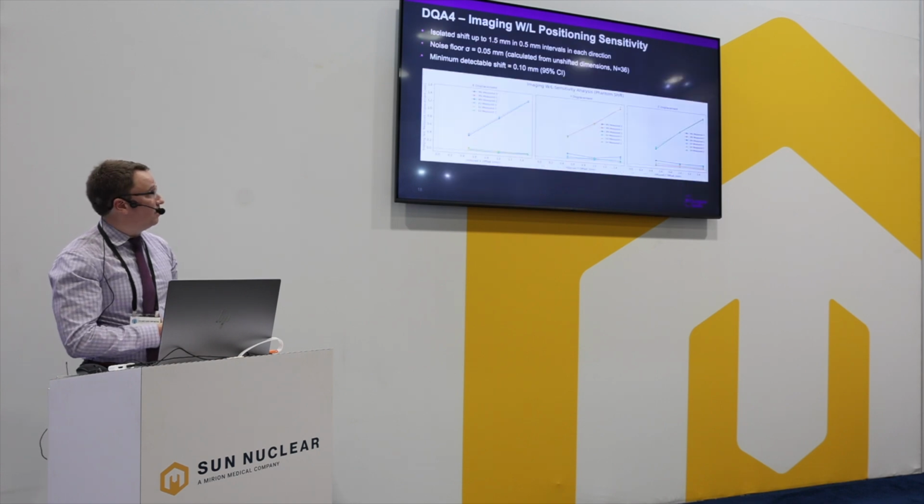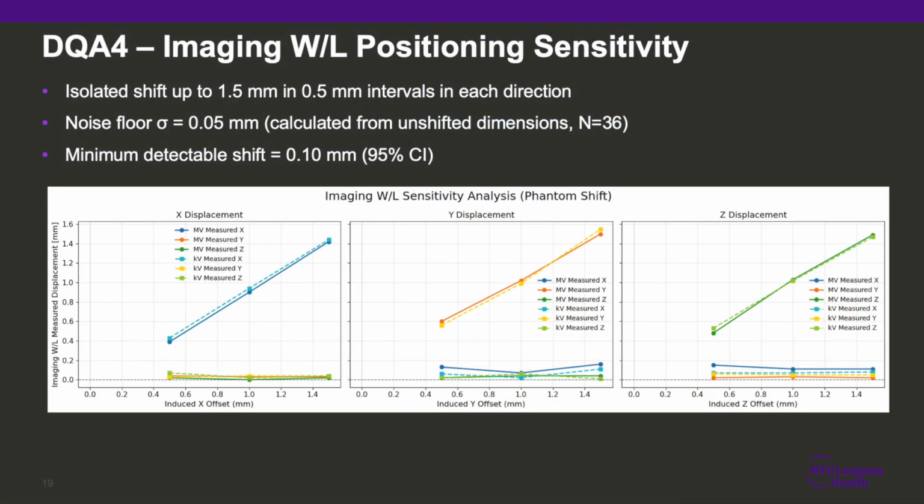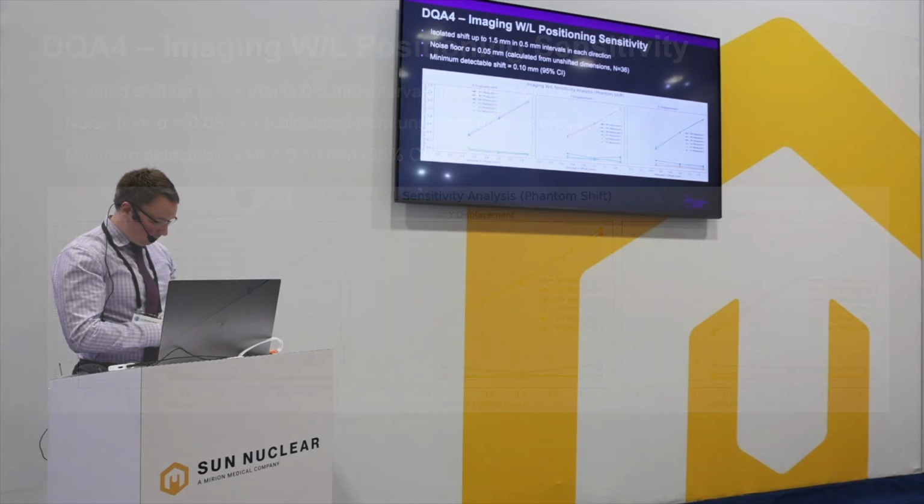So now the question is, does this work? So I did a similar test where I moved it in 0.5 degree increments independently in each axis, again, and it accurately picked up the shifts with no problem, and it had an even lower noise floor than the active measurement with 0.05 millimeters and a minimum detectable shift of 0.1 millimeters using the same methods that I did before.